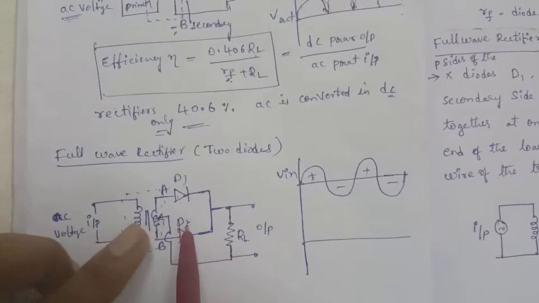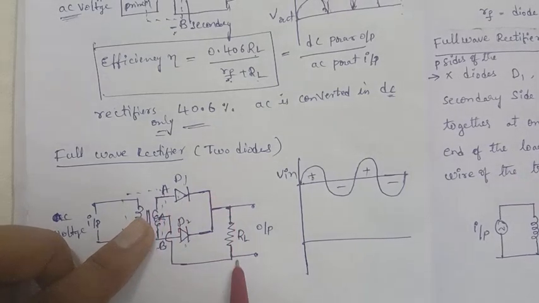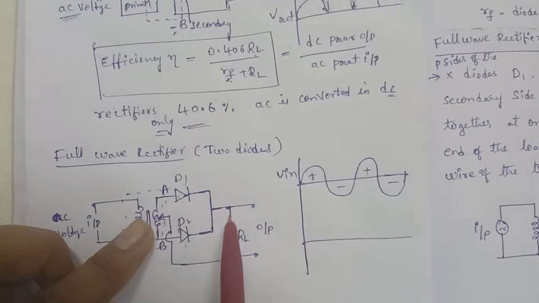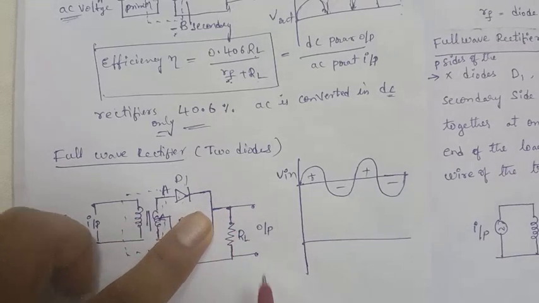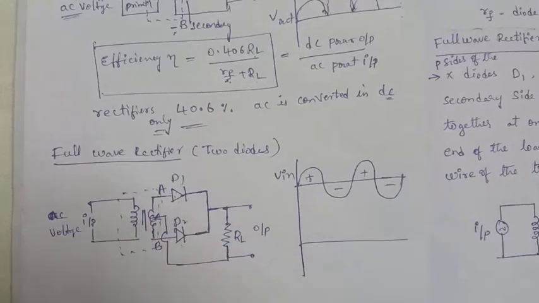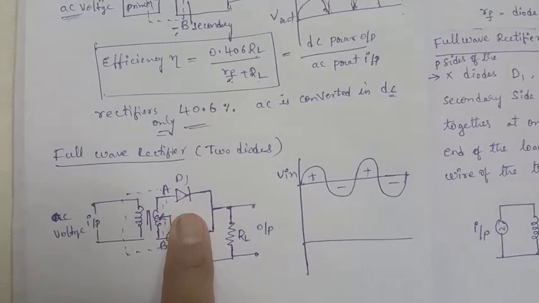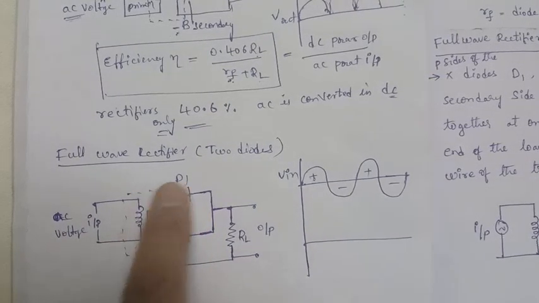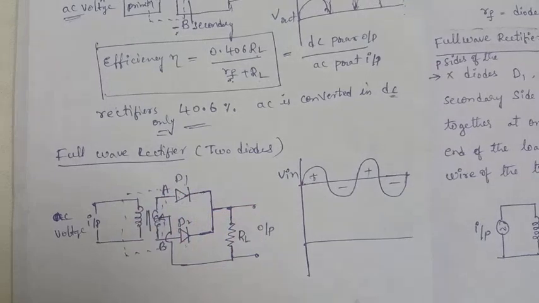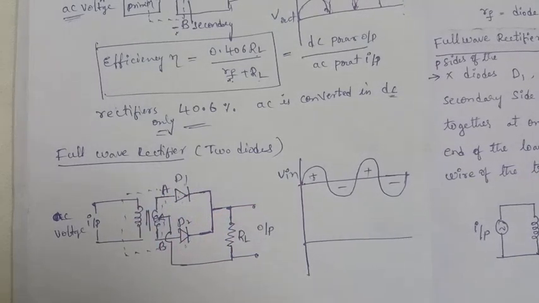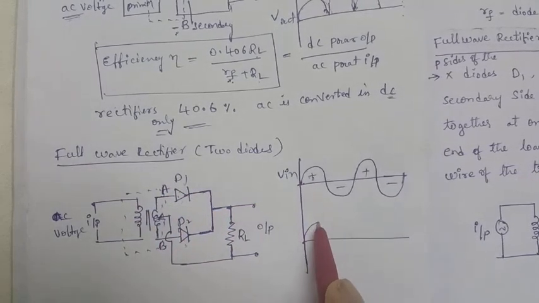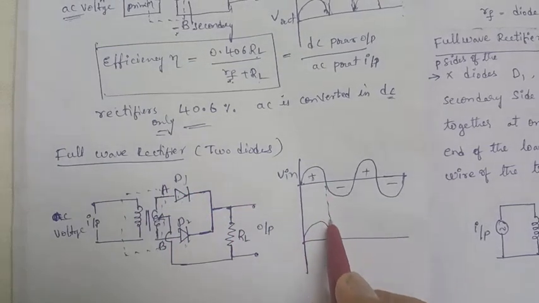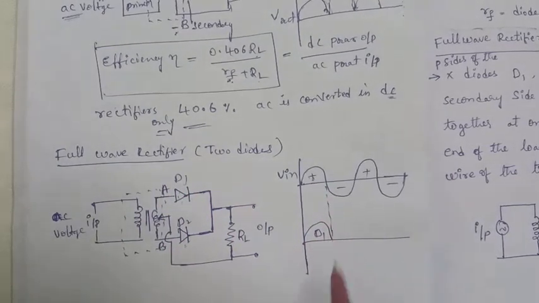At that time the circuit will be like this. Here D2 does not conduct, so it will be eliminated. Simply, it will not be there. So automatically the complete loop will be like this. At that time D2 does not conduct, so we are getting the output due to D1.